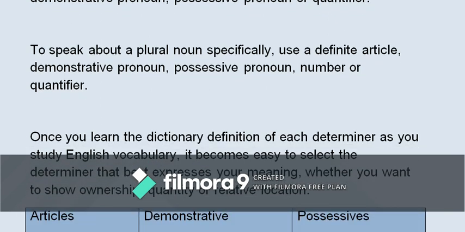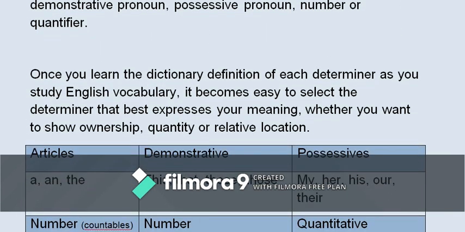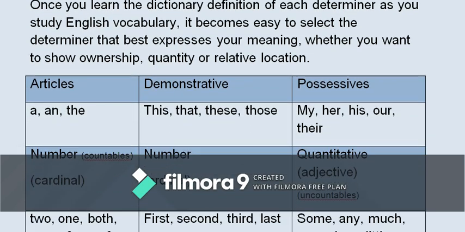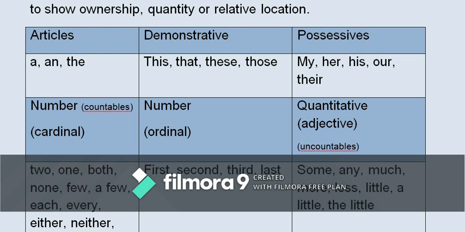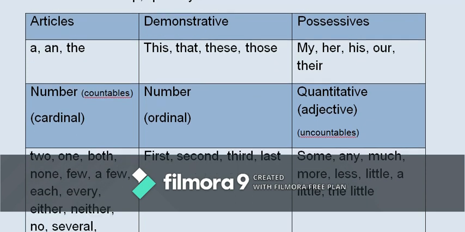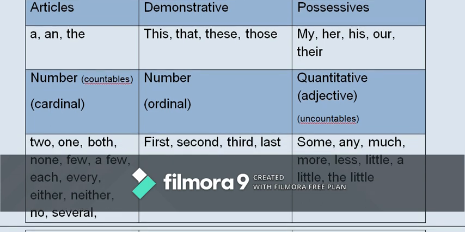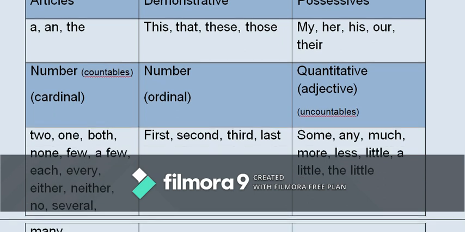Once this is established, let us see all those words that we have seen. It has been tabulated for you for a better understanding. The articles are a, an, and the. Demonstratives are this, that, these, and those. Possessives are my, her, his, our, their. For the countables, the number is the cardinal. There is 1, 2, 3, 4, both, none, few, a few, each, every, either, neither, no, several, and many. For number, that is ordinal in nature, first, second, third, last, etc.